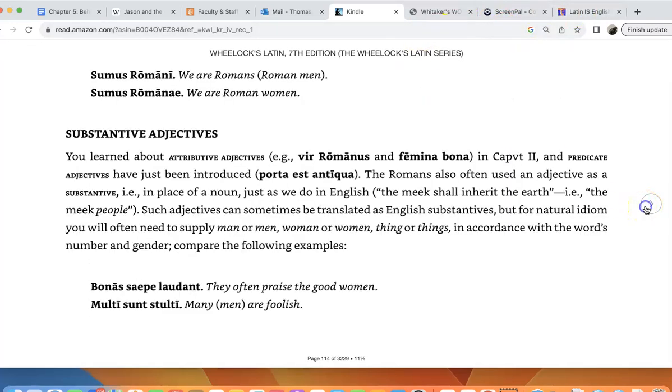So take a look at those examples, obviously, because they are instructive. Here we have what are called substantive adjectives. Again, don't let the fancy terminology throw you off. It's pretty simple. All we're doing is using them descriptively. So here's an example. Many men are foolish. The men is sort of implied. So multi sunt stulti. Or they. We don't have an explicit noun subject, but it's sort of implied, if you will. And so you often have to supply it in the translation.